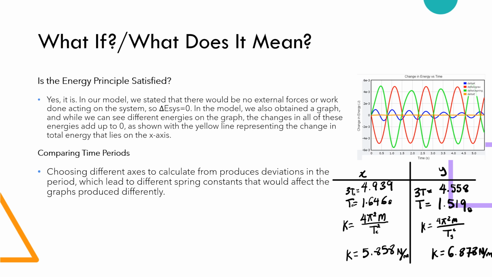Comparing the time periods, choosing different axes to calculate from produces deviations in the period, as is shown on the right, with the equations for calculating with the x-axis and calculating with the y-axis, which leads to different spring constants that would affect the graphs produced differently, and the results would also be affected.